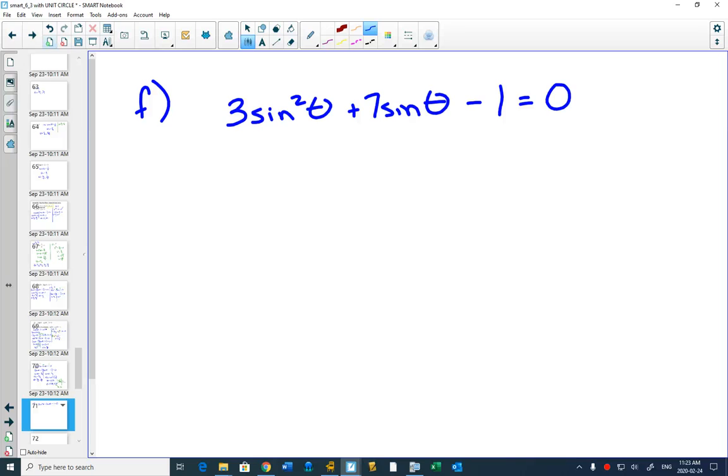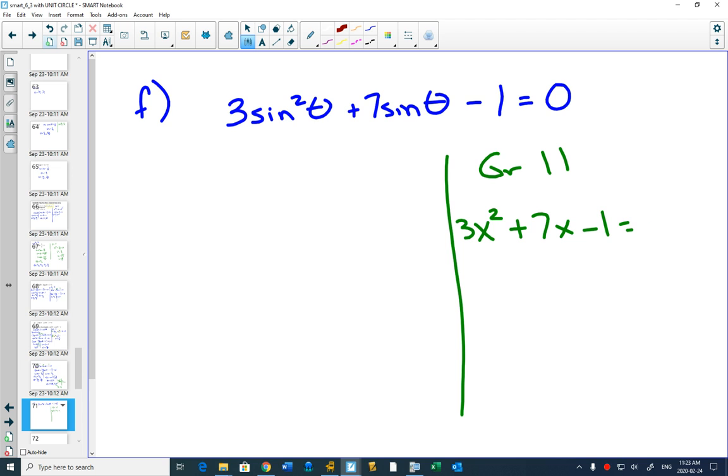Okay, I'm going to bring it back to grade 11. Here's grade 11. How would you solve 3x squared plus 7x minus 1 equals 0? Okay? If you could factor, I'm kind of giving away a little bit here. It would be 3x and x. That would be the only way to get 3x squared, right? And 1 and 1. Because that's the only way to get 1.